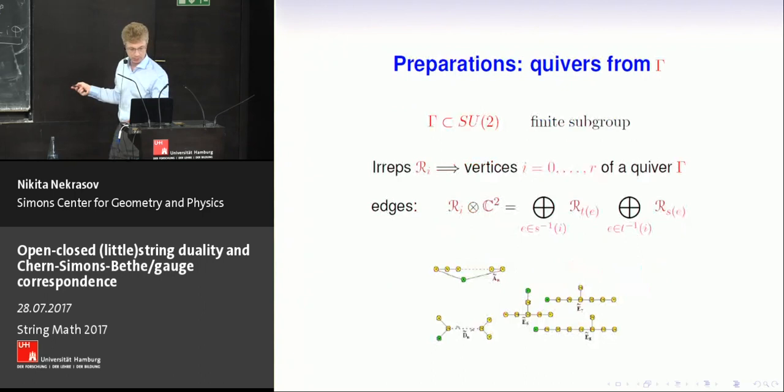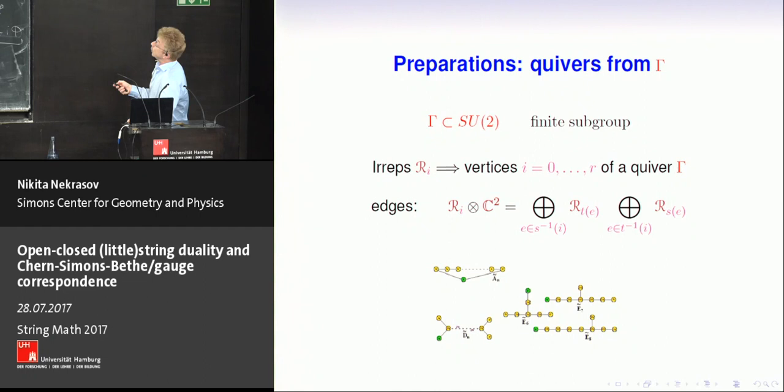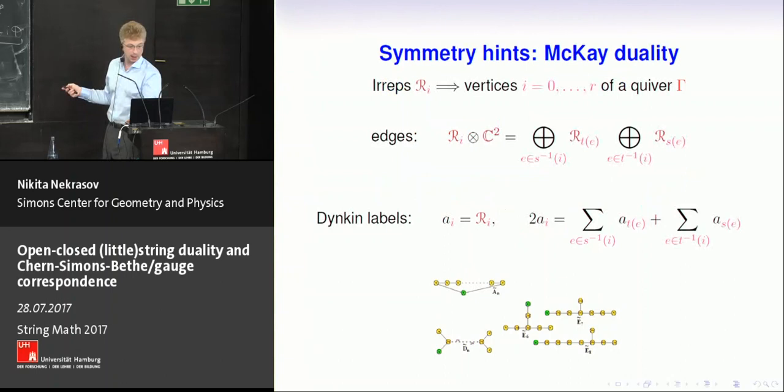It's familiar stuff. It's well known that the graphs which appear this way are in one-to-one correspondence with affine Dynkin diagrams of simple Lie groups. So there is this A type, D type, and E type. And the dimensions of these irreducible representations correspond to so-called Dynkin labels, which have group-theoretic meaning, which I will not discuss today. And they trivially solve this system of linear equations.